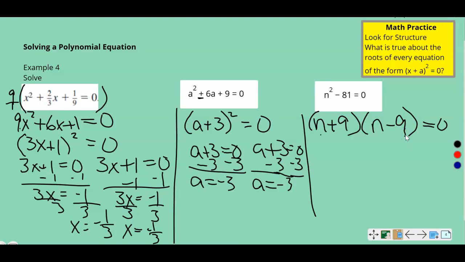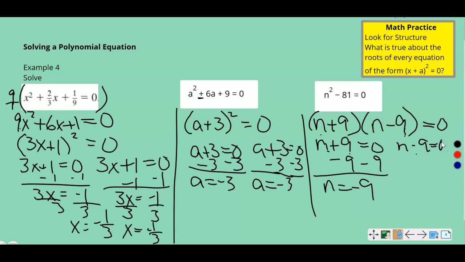Because I have a product of two things equal to 0, I can use the zero product property and say each one of these can be set equal to 0. So n equals negative 9. Or if I set the other one equal to 0, I add 9 to both sides. So n equals negative 9 or 9.